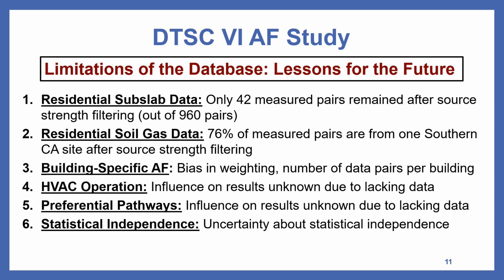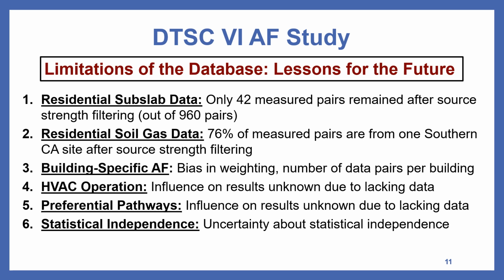Only 42 measured pairs of residential subslab data remained in the dataset after source strength filtering. Similarly, residential soil gas data was heavily impacted by source strength filtering, and 76% of the remaining residential soil gas paired measurements come from one site. These limitations make any statewide inference of residential subslab or soil gas attenuation challenging.